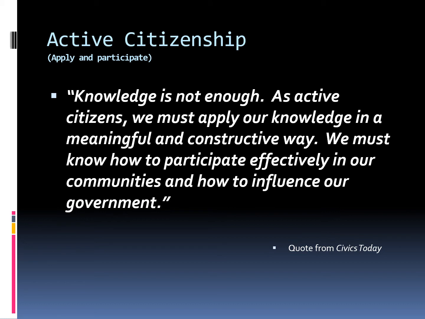Active citizenship revolves around applying our knowledge and participating within our communities. Civics Today states, "Knowledge is not enough. As active citizens, we must apply our knowledge in a meaningful and constructive way. We must know how to participate effectively in our communities and how to influence our government. We are required by God to contribute to the communities we are placed in. Although our rights as citizens are vital, our responsibilities to our communities are also essential."